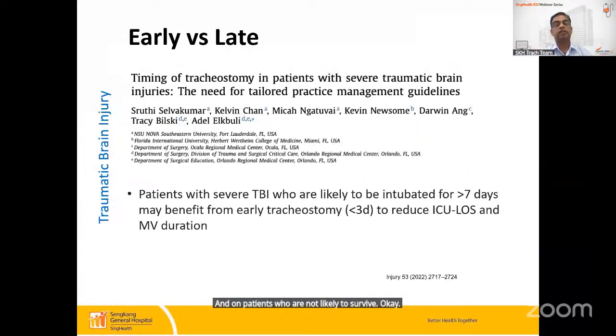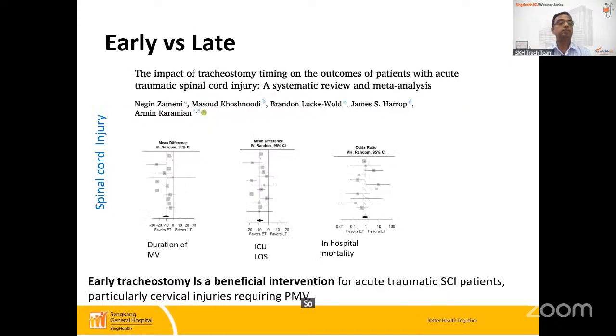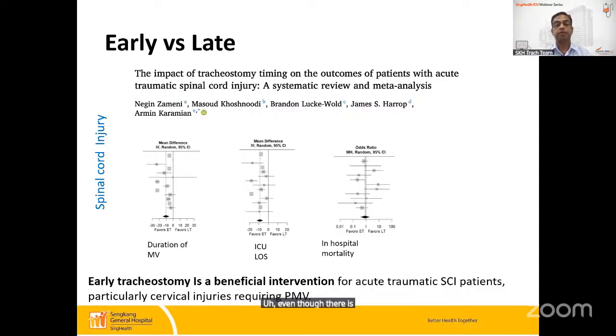Okay, so let's see what the evidence has. This is done in a subgroup of patients who have a traumatic brain injury. This is a systematic review of 9 studies, total of 5,000 patients. No difference in mortality, but there is shorter ICU length of stay and also fewer mechanical ventilation days. So in patients with spinal cord injury, again, yes, early tracheostomy is a beneficial intervention for traumatic SCI patients. Even though there is no mortality benefit, again, there are other advantages to it.